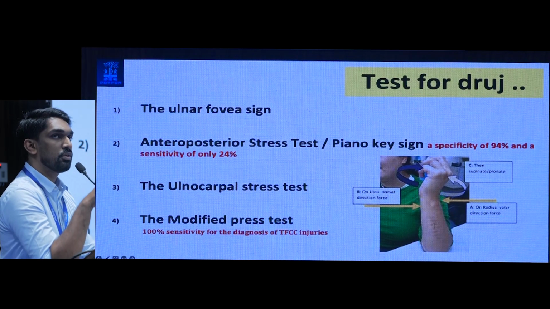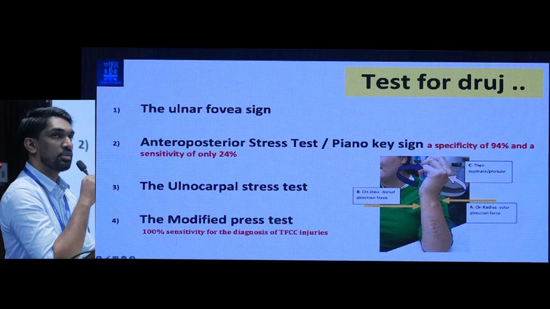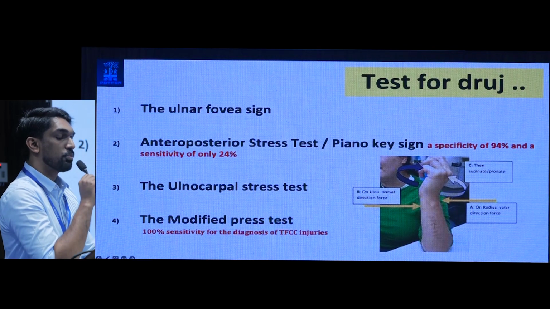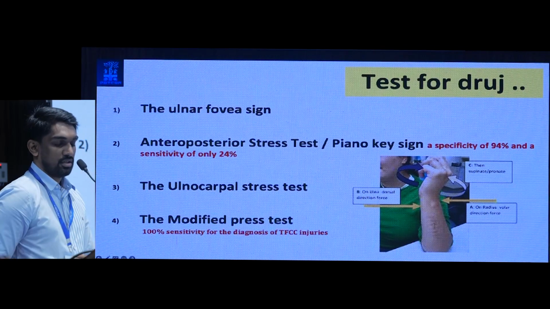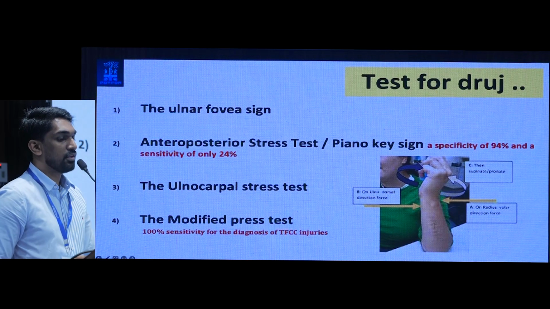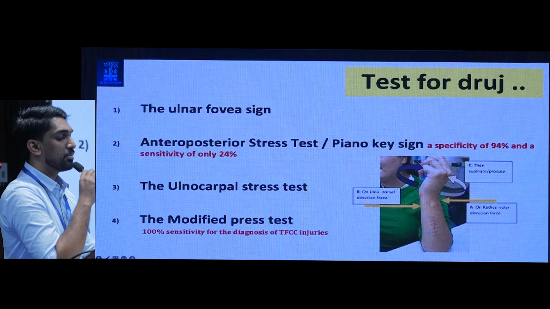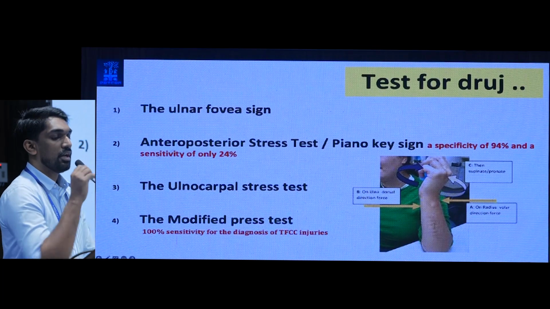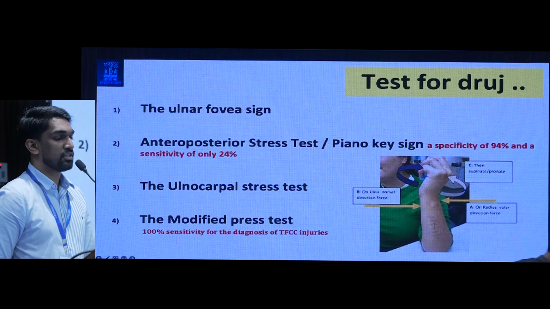The only test we can do is the anteroposterior test or the ballottement test, that is intraoperatively. Once you fix the distal radius, you can start doing the anteroposterior stress test or the piano key sign. That has a specificity of 94% and a sensitivity of only 24%. The test with 100% sensitivity is the modified press test, which also cannot be done in an acute setting. We will go into details of each test.